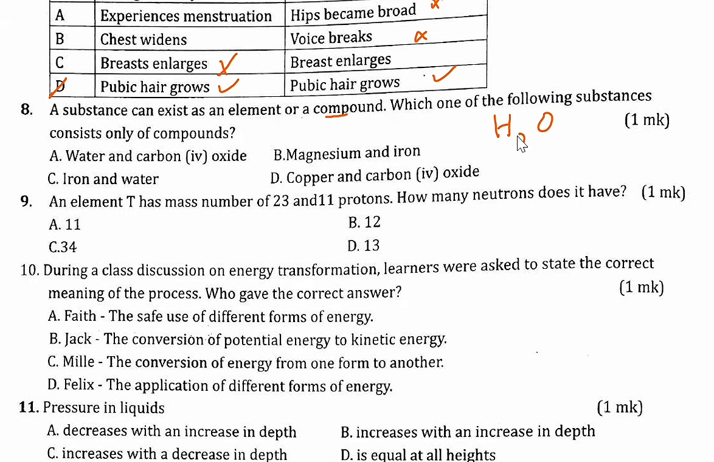We can see this is a compound. Why? It has hydrogen and oxygen. Another compound is carbon IV oxide, CO2. This is a compound. Why? You can see it has 2 elements. It has carbon and oxygen.